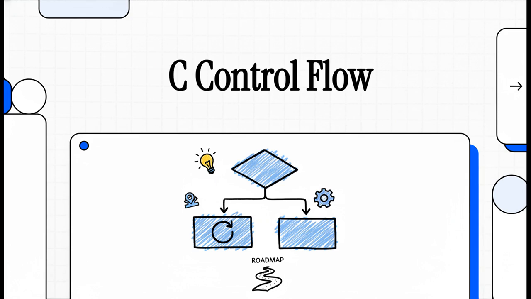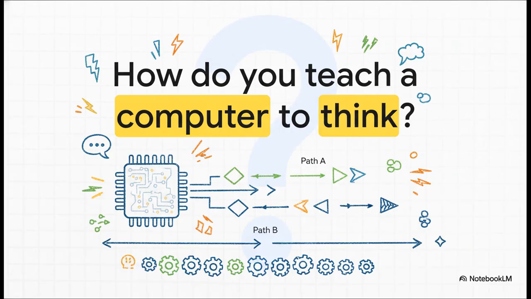We're going to learn how to teach a computer to make decisions and repeat tasks, turning these static lines of code into a dynamic, well, almost a thinking process. So let's just start with a big fundamental question. How in the world do you teach a chunk of metal and silicon to think, to actually react to what you're doing, to choose between path A and path B, or to do something 1,000 times without you having to tell it every single time?